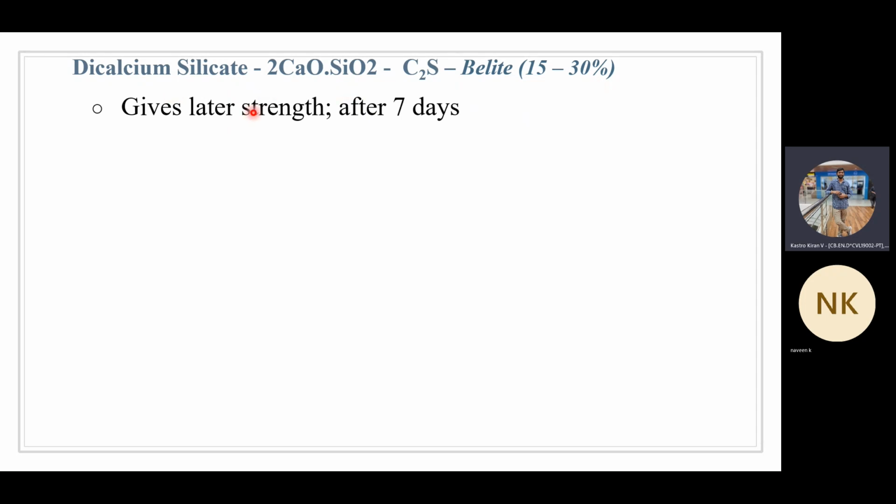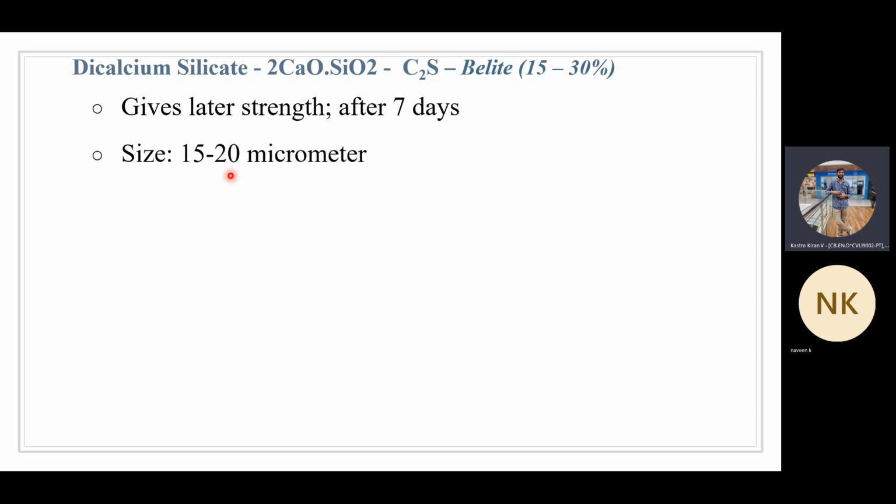It is responsible for the strength that you get after 7 days; that is because of the C2S compound. Whatever strength you get before 7 days is because of the C3S compound. So before 7 days, C3S compound; after 7 days, C2S compound. That is why it gives the latest strength.